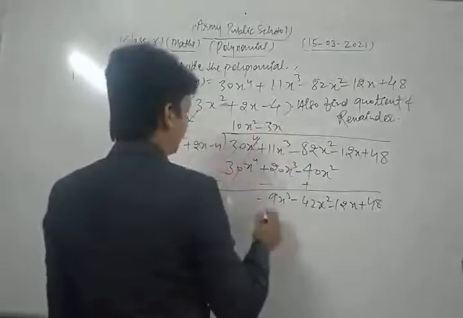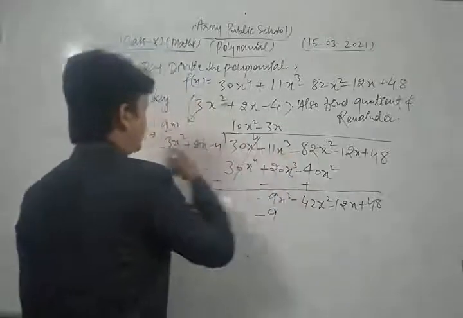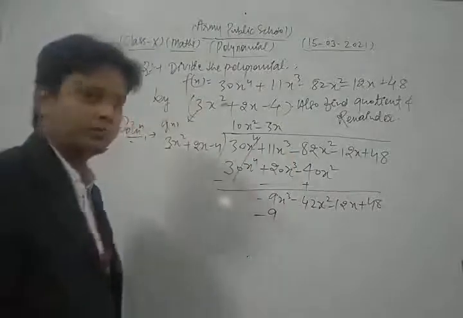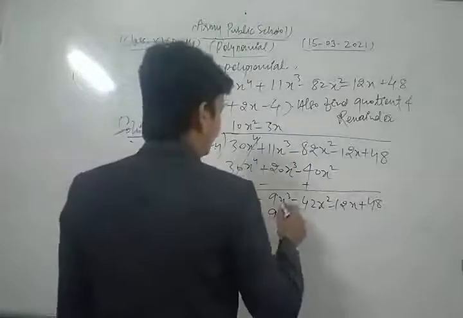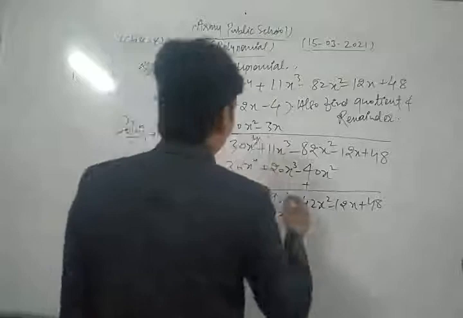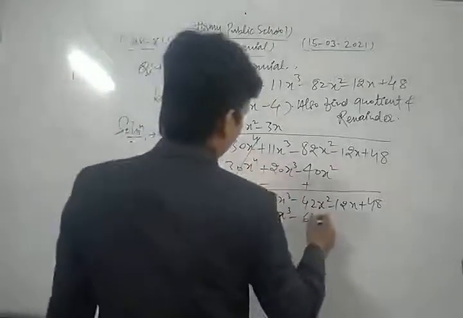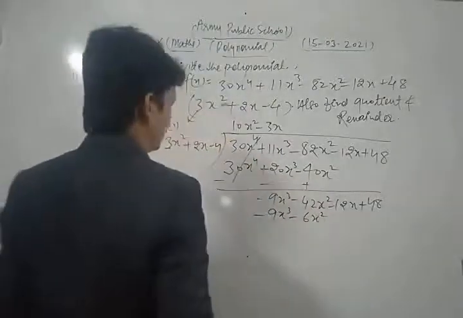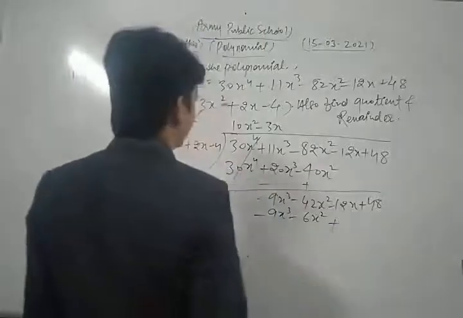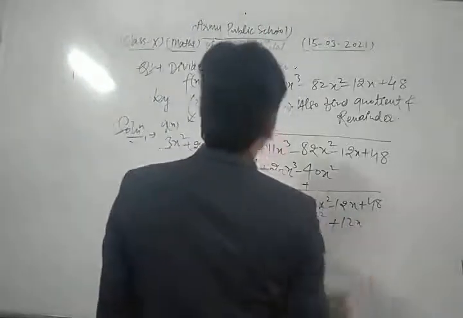So minus plus minus 3 is 9x, or x square is what? X cube. So here x cube. Okay, minus plus minus 3 2s are 6x square. Okay, now minus this is plus 3 4s are 12.